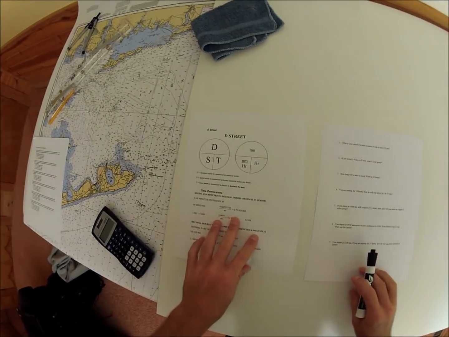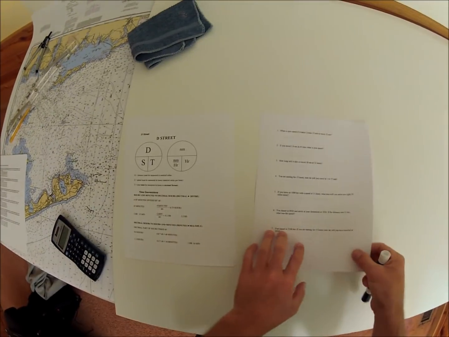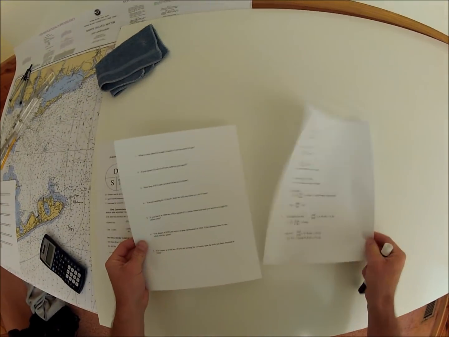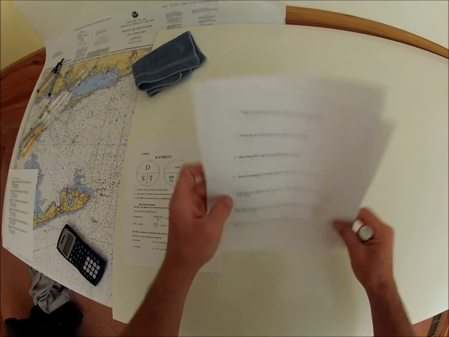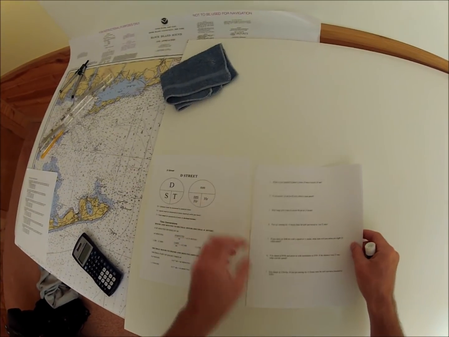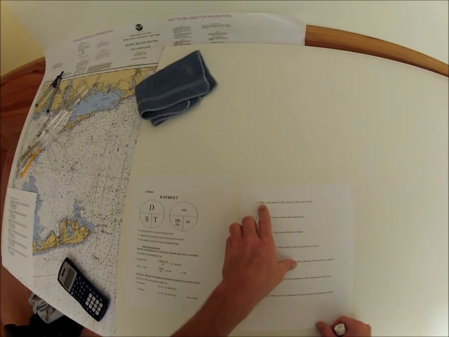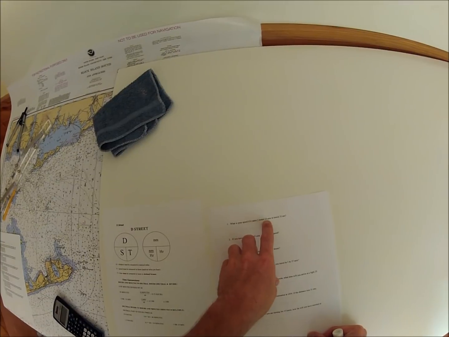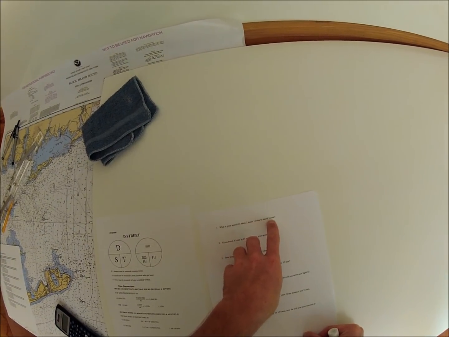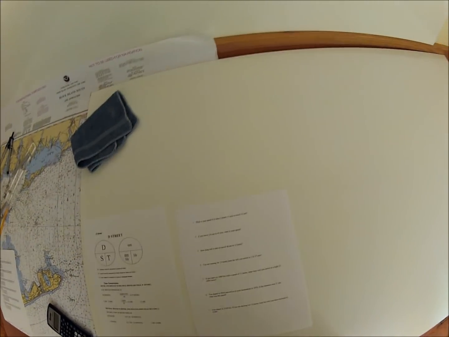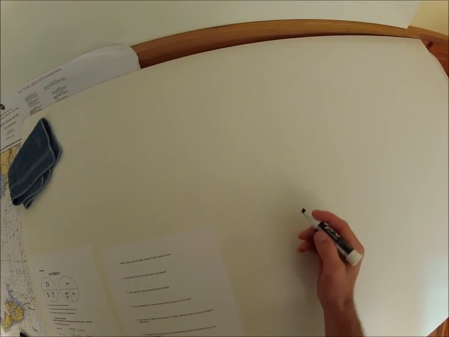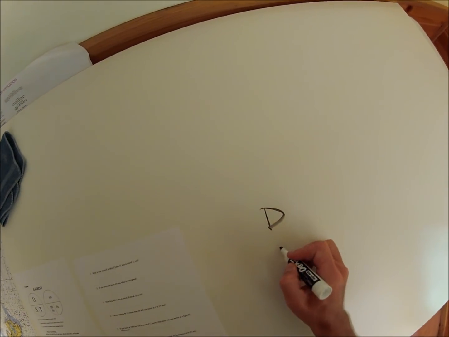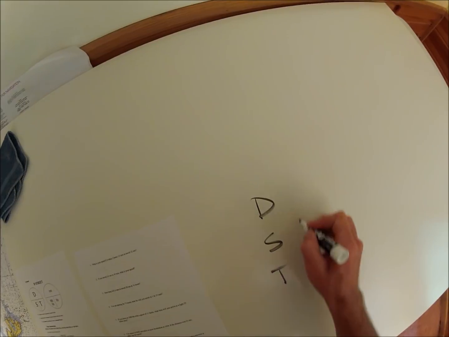This is the printout from the PDF, right? Page 1, page 2 with the 7 problems, page 3 with the answers. Let's look at these. 1. What is your speed if it takes 2 hours and 15 minutes to travel 32 nautical miles? Right? So we're always going to be looking for distance, speed, and time.